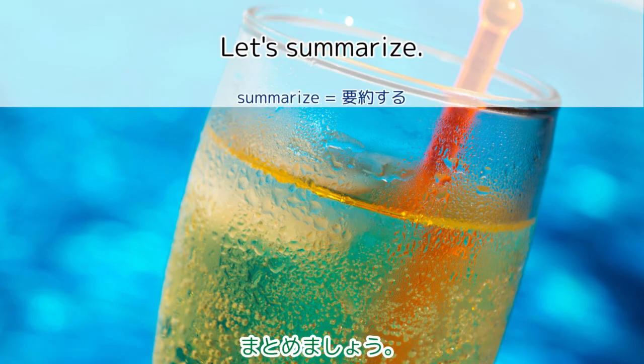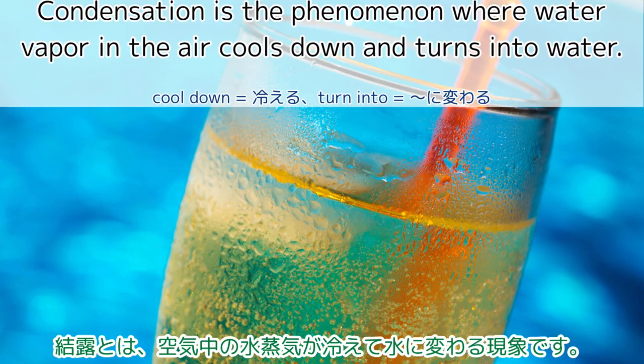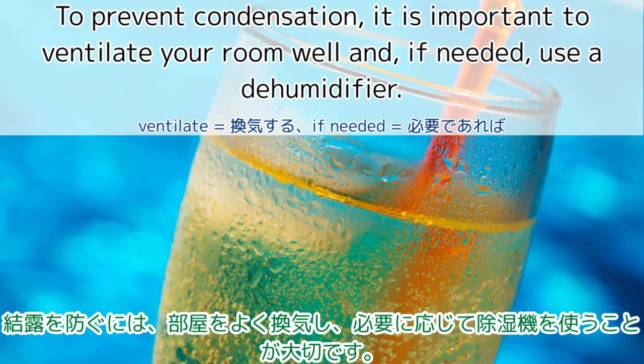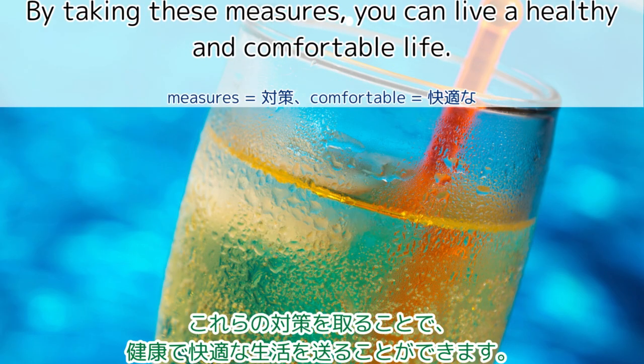Let's summarize. Condensation is the phenomenon where water vapor in the air cools down and turns into water. This is decided by the air temperature and the amount of water vapor the air can hold, saturated water vapor. To prevent condensation, it is important to ventilate your room well and, if needed, use a dehumidifier. By taking these measures, you can live a healthy and comfortable life.